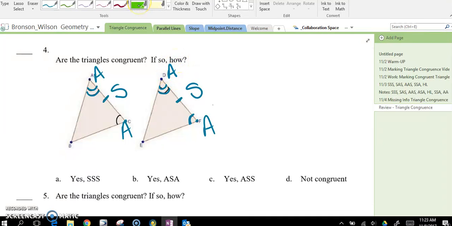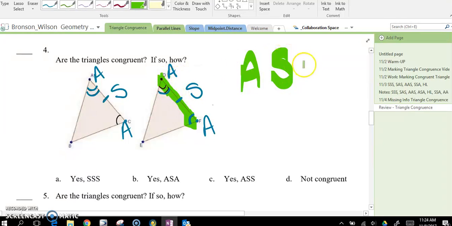Again, order matters. We're going to start with a congruency that's not in between. So I'm not starting here at the side, and I'm not writing side first. I'm starting at one of these angles. I can start at this one or that one, doesn't matter. So I'm going to start here and I'm going to highlight. When I'm starting at an angle, I'm going to put my A first. Then I'm moving up my side, so side, and then I'm ending at an angle. So what triangle congruence postulate am I working with? Yes. And so what's my answer? A, B, C, or D? B. Very good. All right.